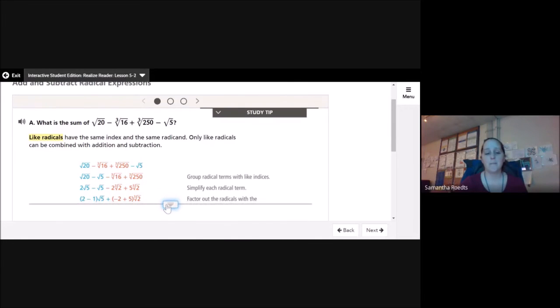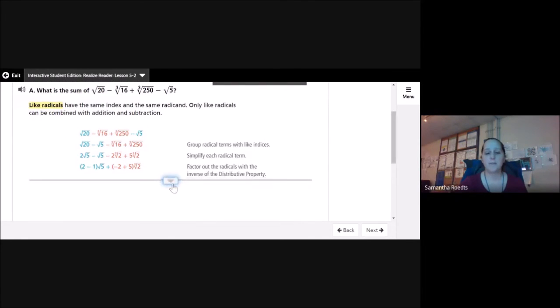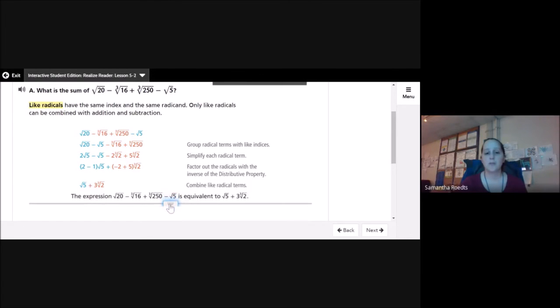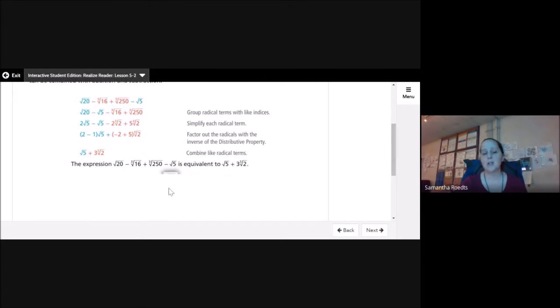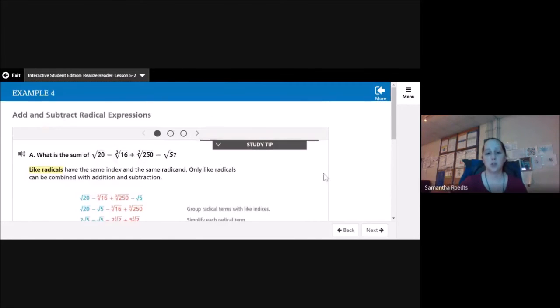I simplify them: 2 minus 1. I factor out the radicals with the inverse of the distributive property. Okay. So I'm left with 2 minus 1 is 1, so square root of 5, and negative 2 plus 5 is 3, so 3 cube root of 2. So the expression, the square root of 20 minus the cube root of 16 plus the cube root of 250 minus the square root of 5, is equivalent to the square root of 5 plus 3 times the cube root of 2.